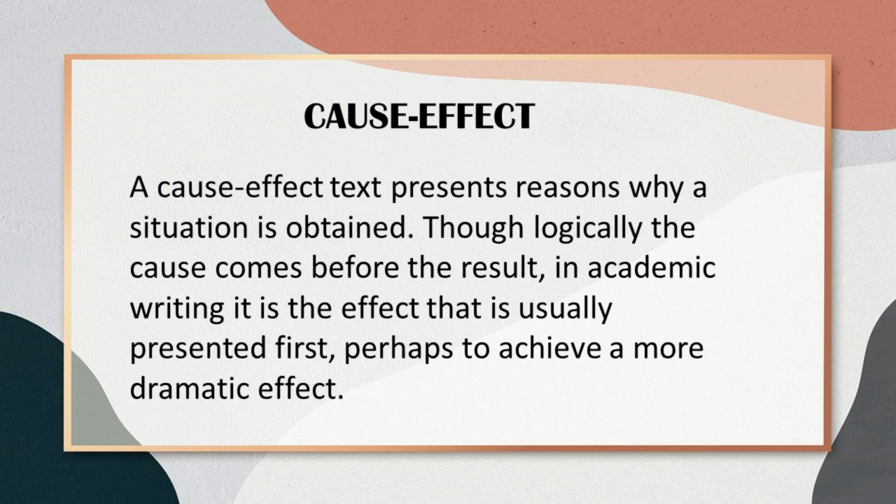The fourth one is cause-effect. A cause-effect text presents reasons why a situation is obtained, though logically the cause comes before the result. In academic writing, it is the effect that is usually presented first, perhaps to achieve a more dramatic effect.